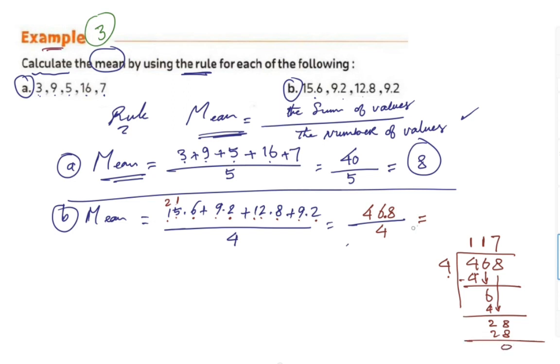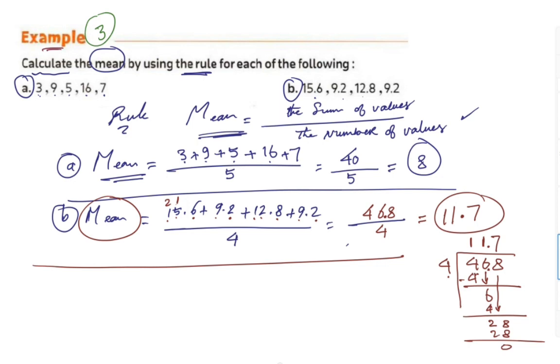Don't forget we have the point here, right? The point was here, just after one digit. Put it also here. Now the final result is 11.7. What is 11.7? It is the mean of these values. Now we finish the third way to find the mean, using what? Using the rule. What rule? This rule.